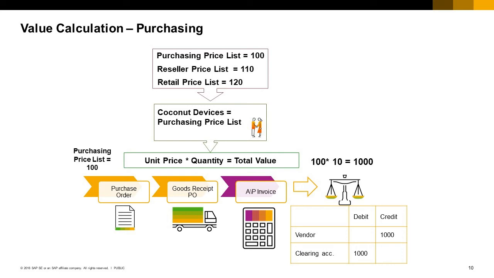Joe emails the purchase order to the vendor. Few days later, Joe receives a delivery including 10 portable media players from Coconut Devices. In SAP Business One, he copies the purchase order to a goods receipt PO. A week later, the invoice from Coconut Devices arrives via mail and the accountant copies the goods receipt PO to an AP invoice. Since no change was made to the price during the copy to process, the AP invoice total value is 1000, and these are the credit and debit amounts in the automatic journal entry created by the AP invoice.